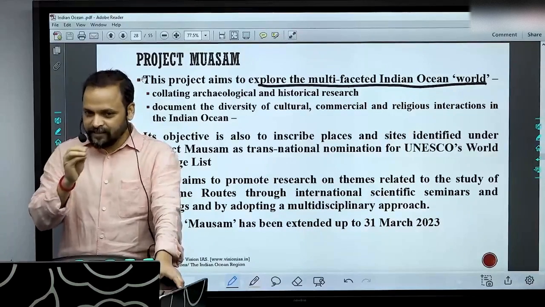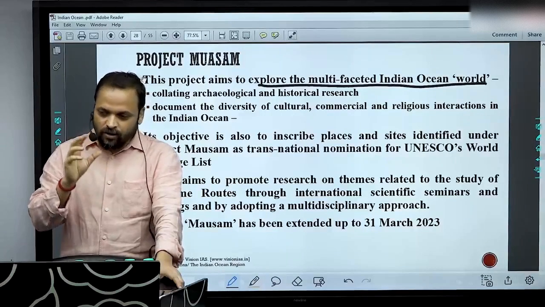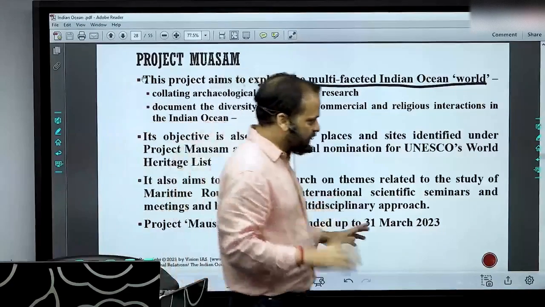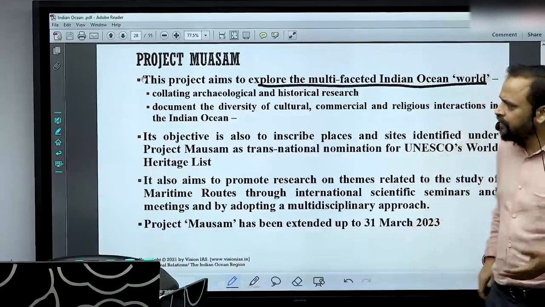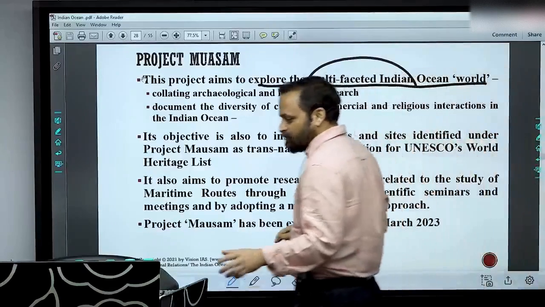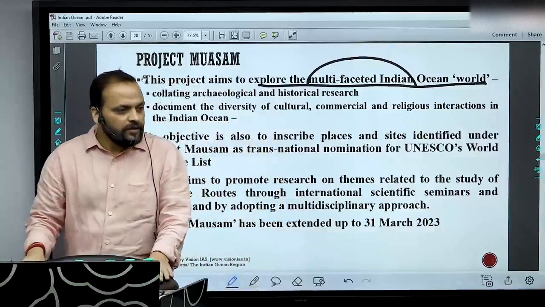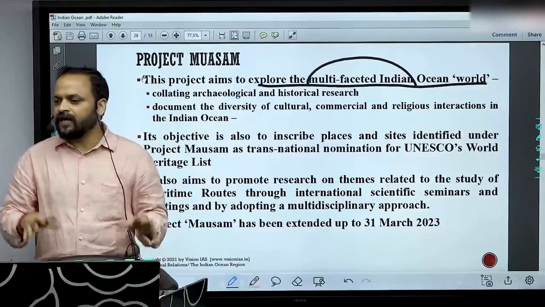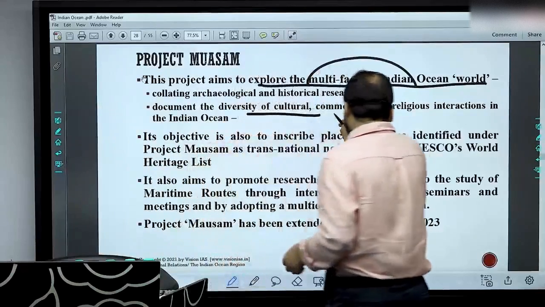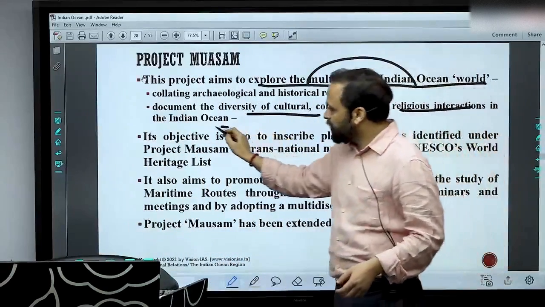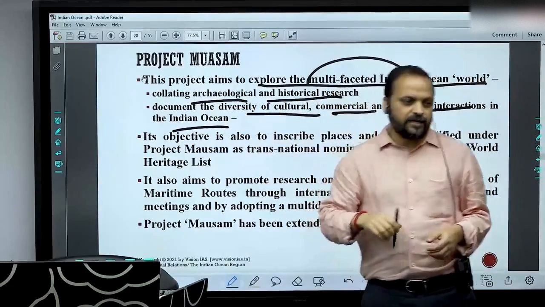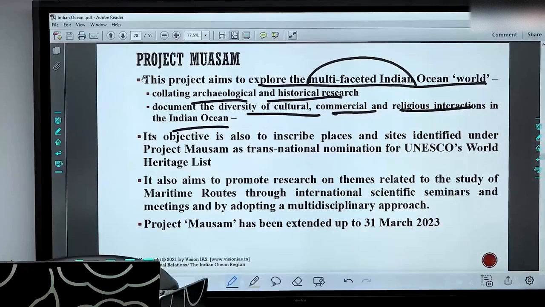You have to understand that this is a tool and much of what you have to do is your own effort, right? So read difficult things, this is what I am saying. And generally, if you find words like these, they have simple dictionary meanings. So the project aims at exploring the multifaceted world of the Indian Ocean, meaning multiple aspects of engagement in the Indian Ocean region, right? Cultural diversity, commercial and religious interactions in the Indian Ocean region, right? Archaeological and historical research in the Indian Ocean region. That is the aim of this particular project.